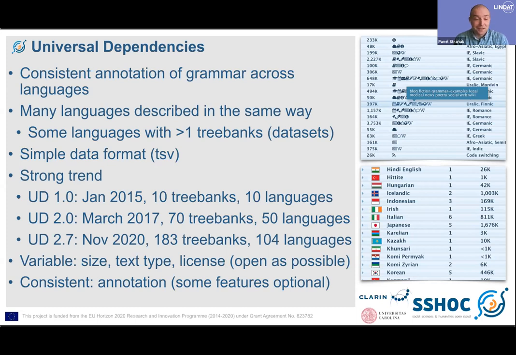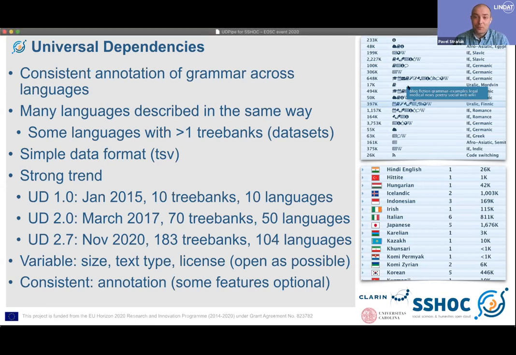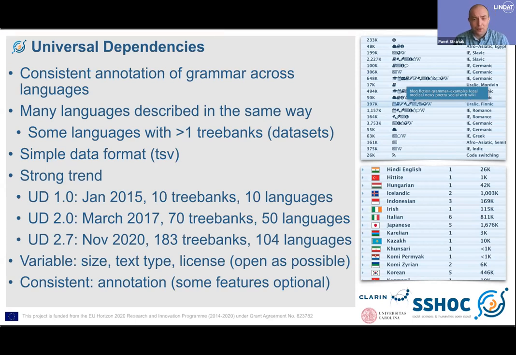Treebanks differ in size and text type. You can see that in the table on top right. Those icons represent text types. And they also differ in license. Some of them are more open than others. What they don't differ in is the annotation type, with this small exception that some syntactic features are optional and not all treebanks include them. And you can see here on the bottom right that there are both mainstream languages and small languages. There are even some historical languages, like there's a Hittite treebank, a language that is dead for almost 3,000 years.